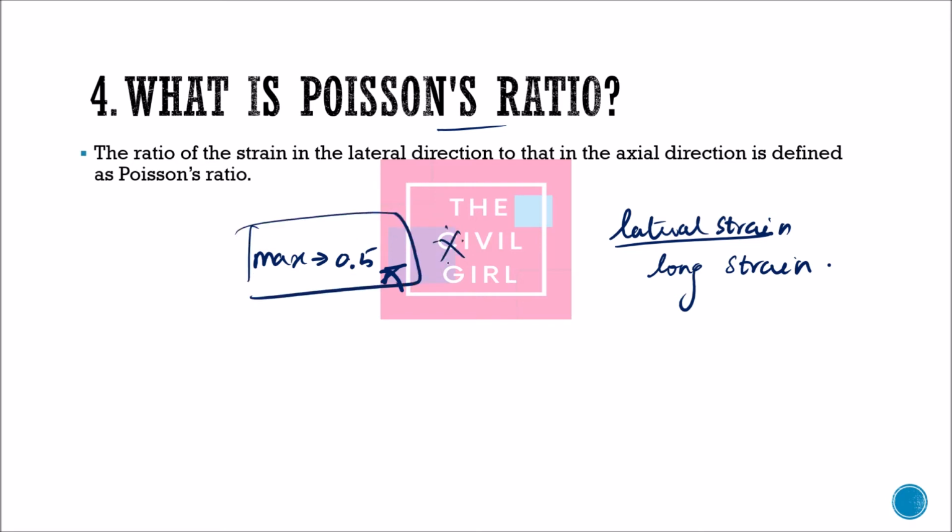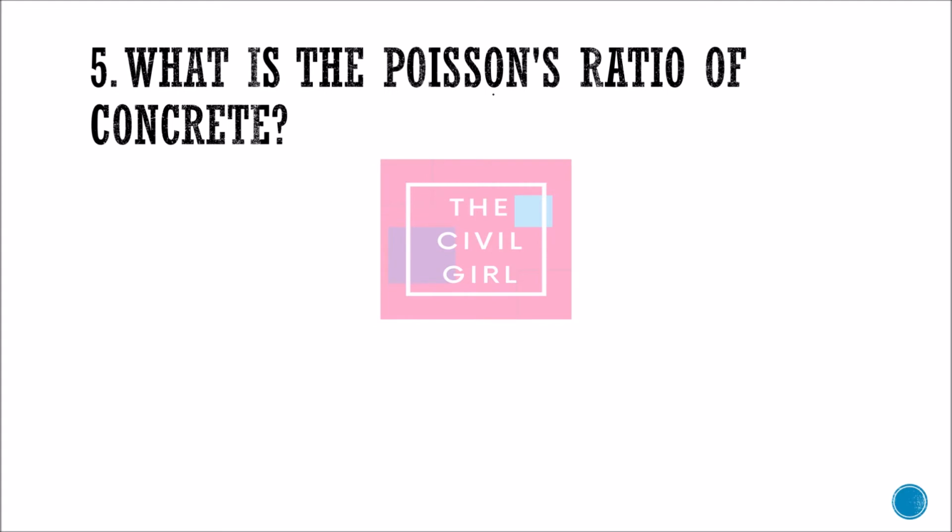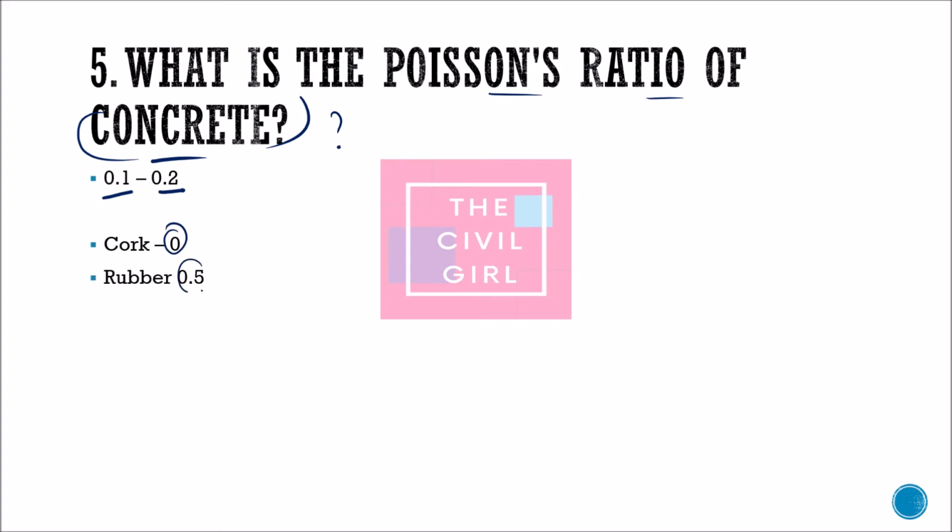Keep this in mind. Next is, what is the Poisson's ratio of concrete? We being civil engineers, this is very important. For concrete, it is 0.1 to 0.2. Another thing to keep in mind is that for cork it is 0, and for rubber it is 0.5. I told you in the previous slide that the maximum value of Poisson's ratio can be 0.5 only. So we can understand that rubber has the highest Poisson's ratio.